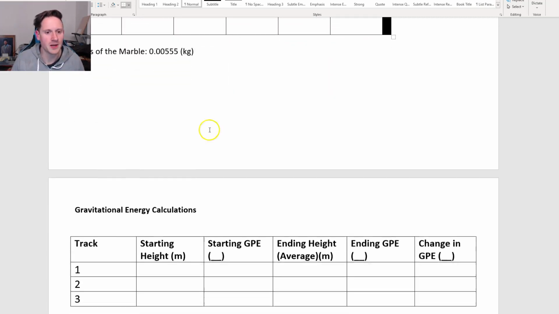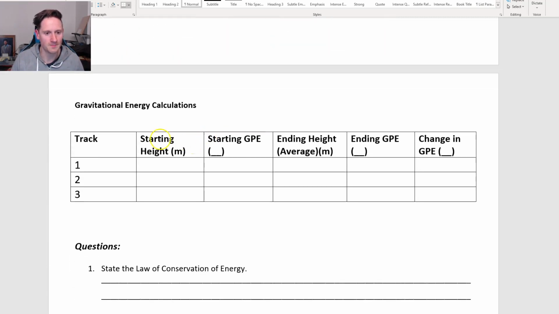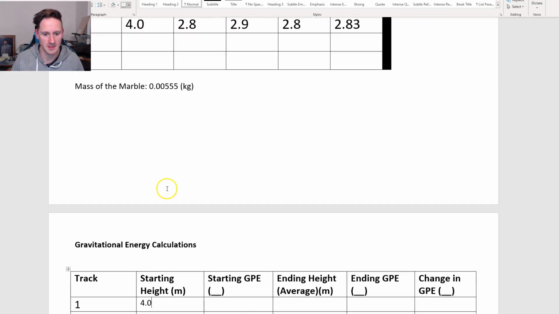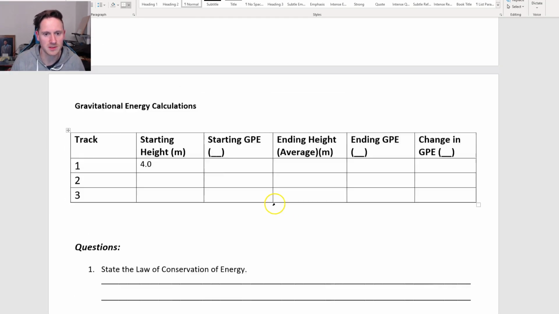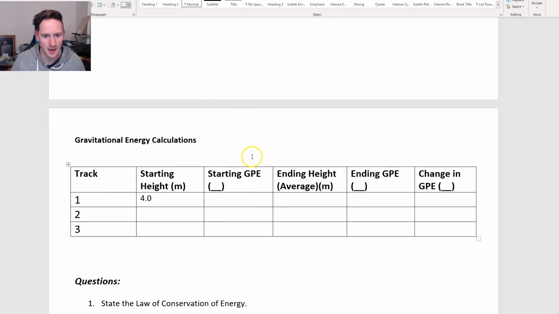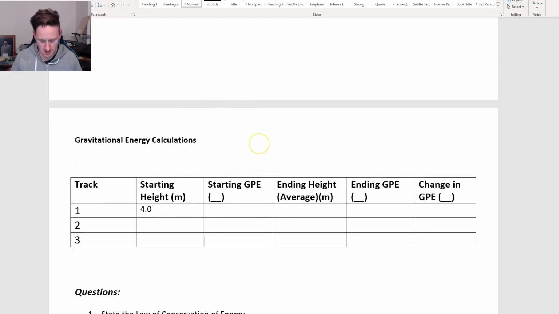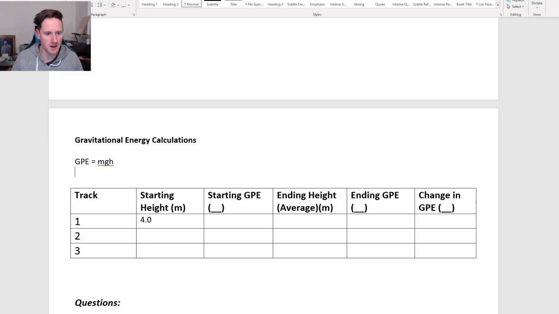Okay. So I'm going to do this example for track 1. So here we've got our calculations. The starting height in meters, I had 4.0, which was from this table here. The starting GPE, now how do we do this? GPE is going to be, and I'm just going to write it up here, GPE is mass times gravity times height, okay?